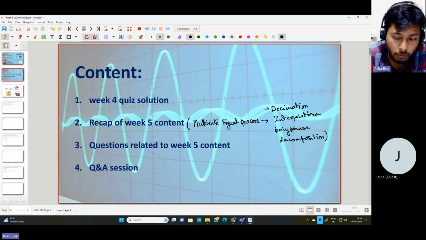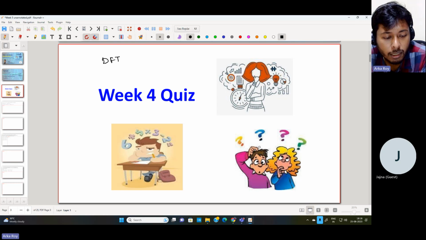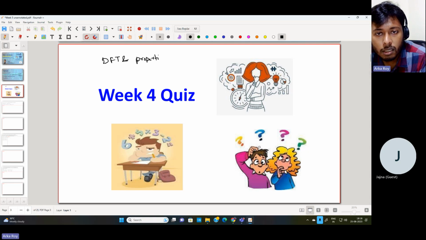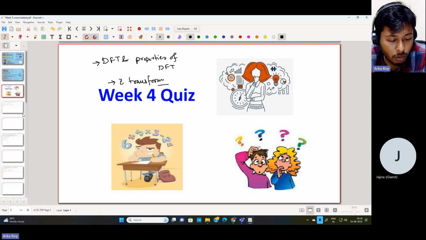So let's solve the week 4 quiz. In the week 4 quiz, the topic was the discrete Fourier transform or DFT and the properties of DFT. Additionally, we'll solve some questions of Z transform that have been there in the week 4 quiz. So the week 4 quiz mainly consists of DFT and its properties and the Z transform. So let's start solving week 4 questions.